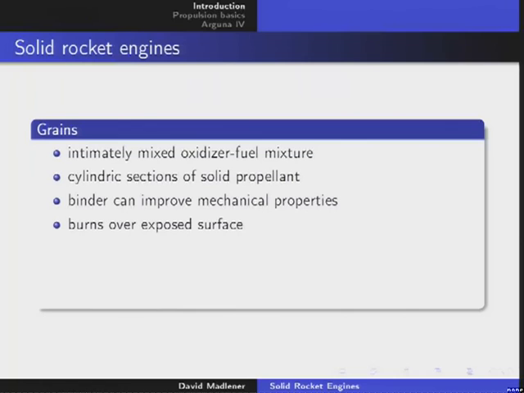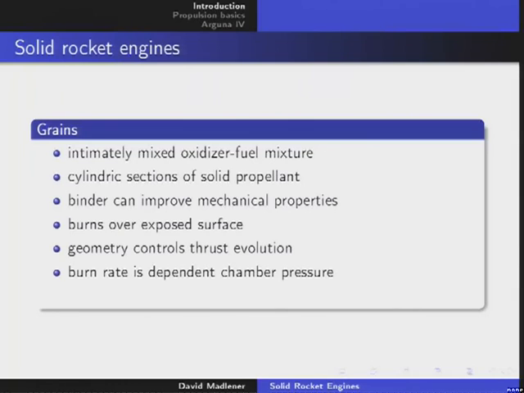So they burn over an exposed surface. When you insert them into the engine, not all surfaces of the grain will burn. It's just as it is designed. And the geometry of this exposed surface controls the evolution of the thrust of the engine. So you have to be very careful how you design the geometry of the grains. The burn rate itself is dependent on chamber pressure, and it's the key parameter for solid rocket engines.